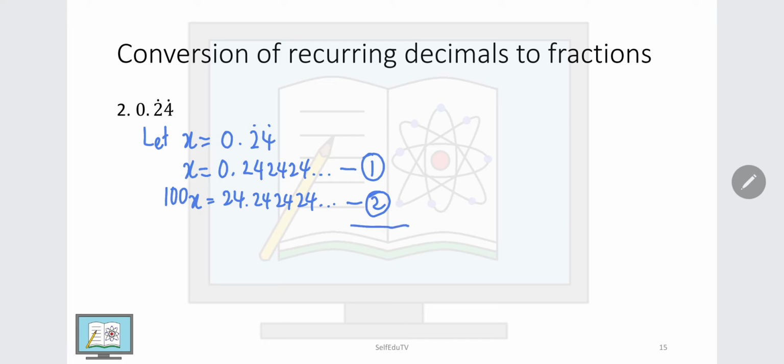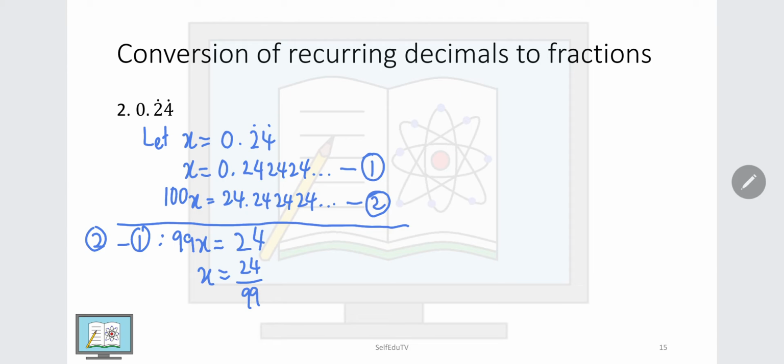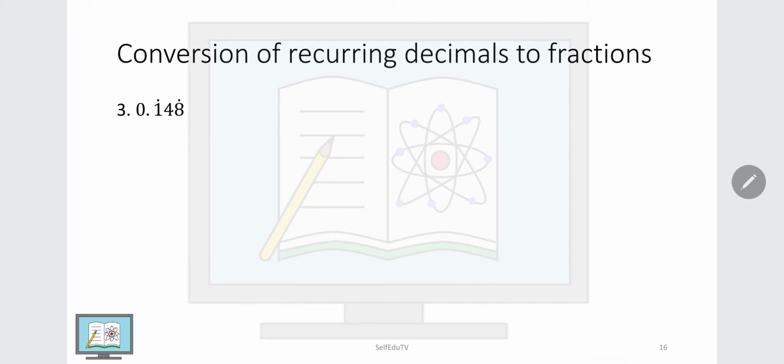Then you subtract. Equation 2 subtract equation 1. So 100x minus x, 99x. 24.242424 subtract 0.242424. So you will get 24. You may pause this video to try the third one.